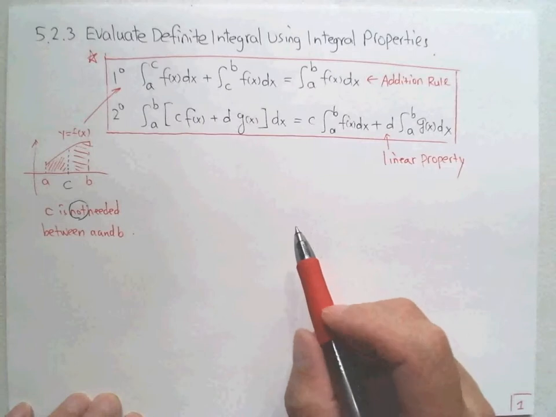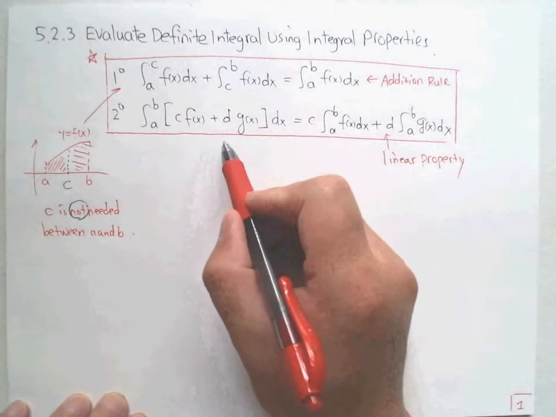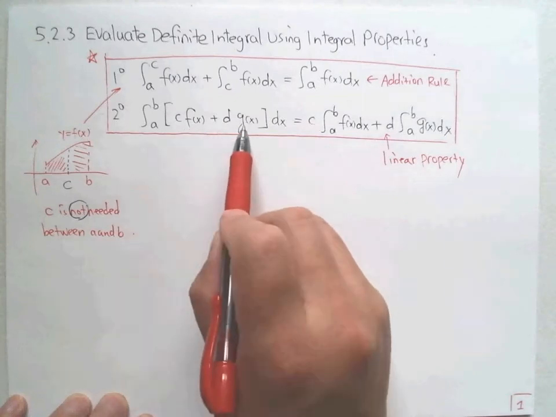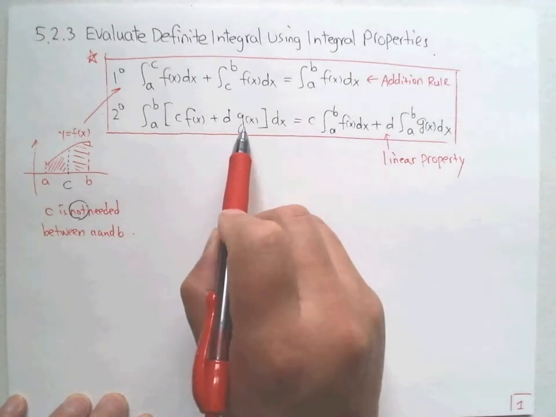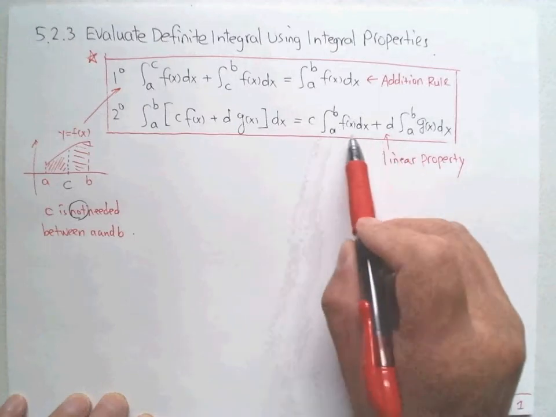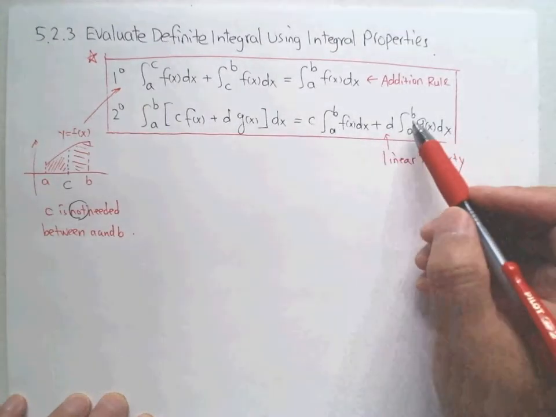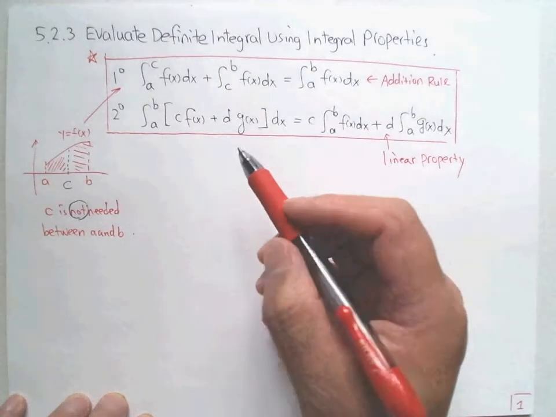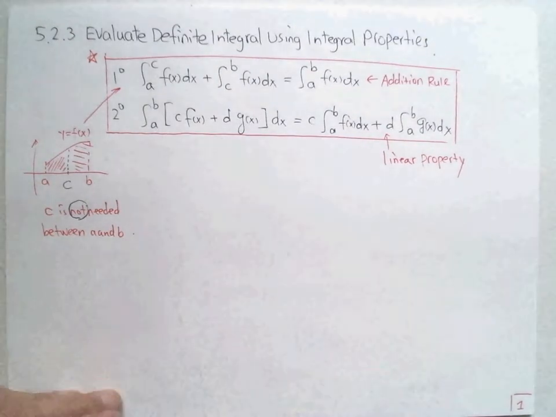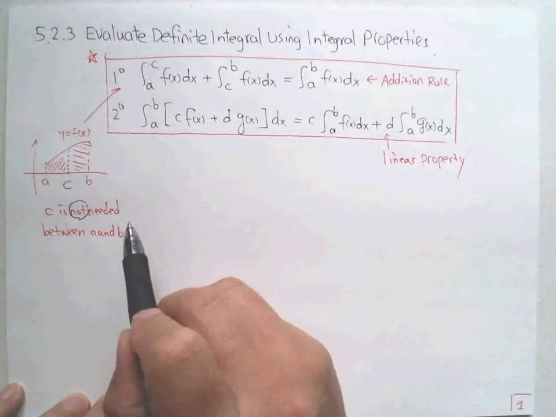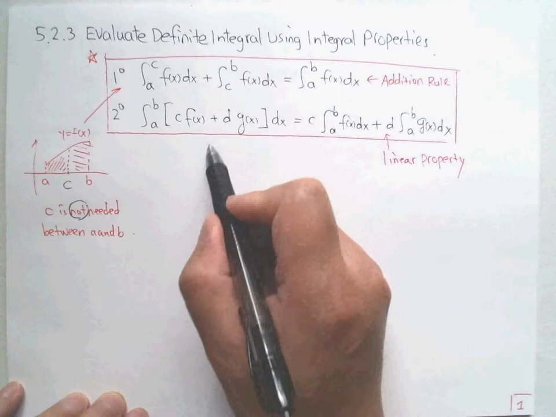How about the second property? This is a linear combination: the integral of a linear combination of functions is the linear combination of the two integrals. So we call it the linear property. I am going to prove the second one here.